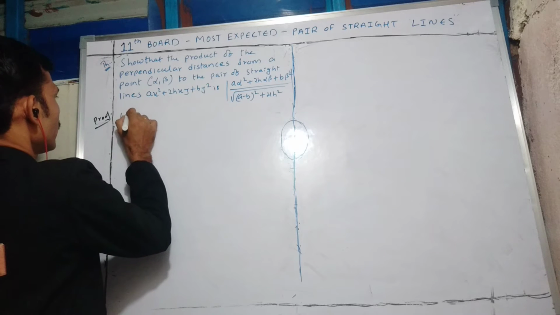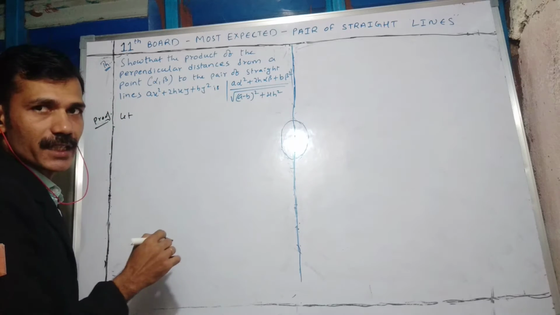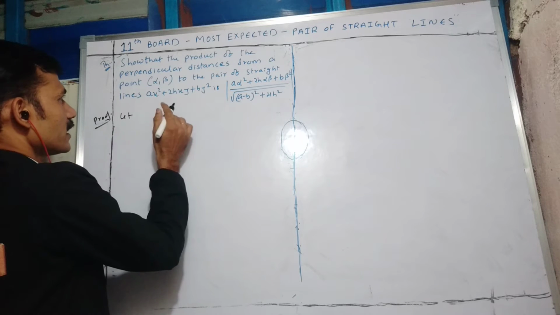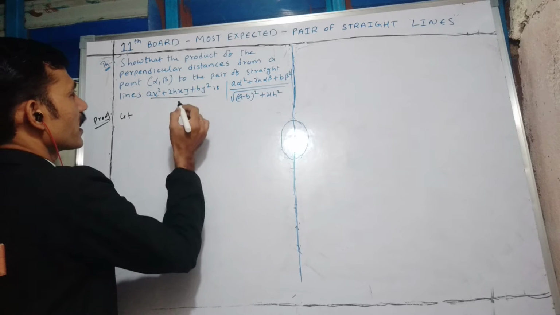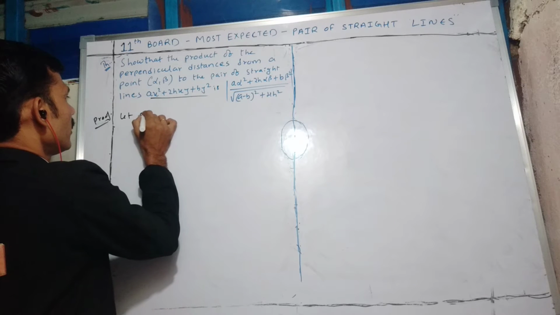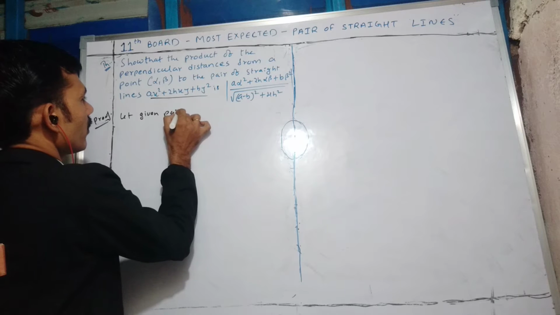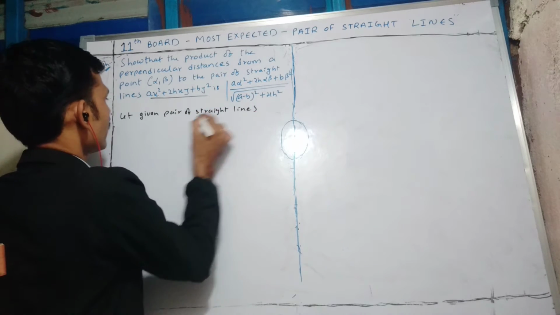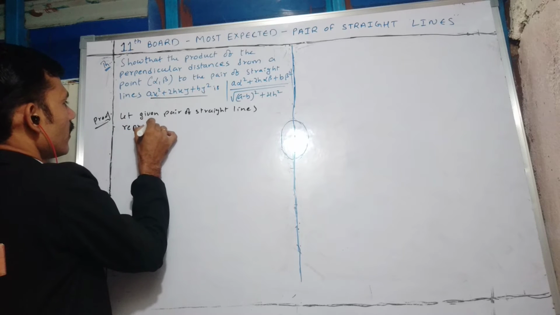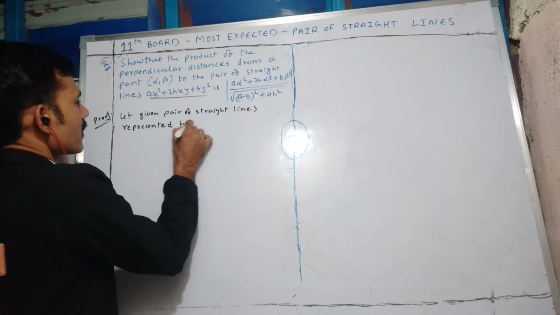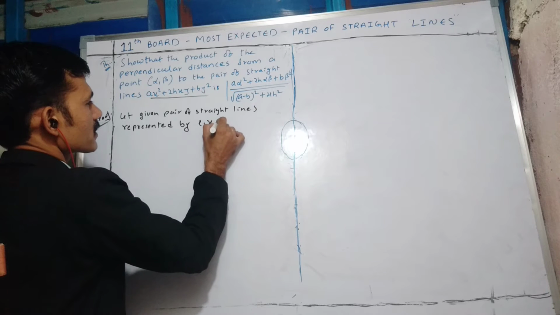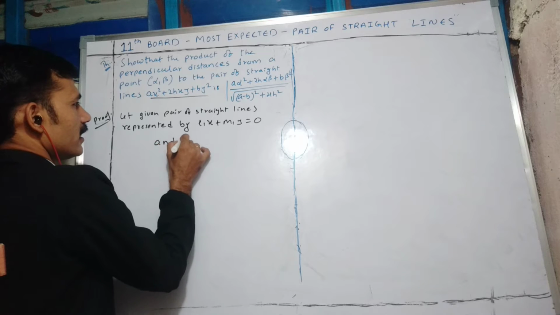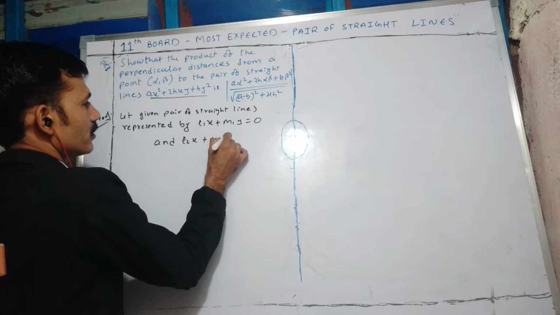Okay, let the given pair of straight lines be represented by the given equation. You can write that ax square plus 2hxy plus by square, and let the given pair of straight lines be represented by L1x plus M1y equal to 0 and L2x plus M2y equal to 0.